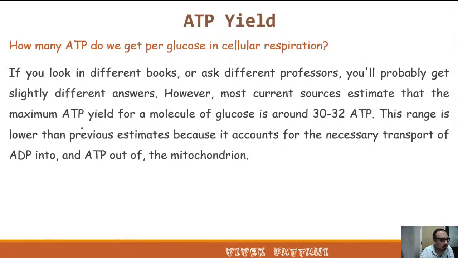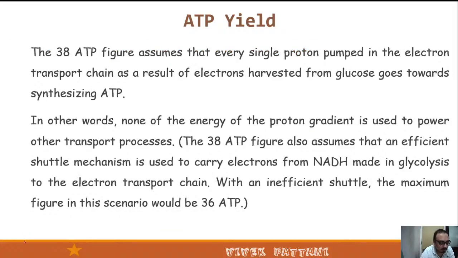Now how many ATP do we get per glucose in cellular respiration? We have already discussed this in the last lecture: about 30 to 32 ATPs. But this may vary according to the type of organism, whether it is a prokaryote or a eukaryote. Why? The reason is very simple.